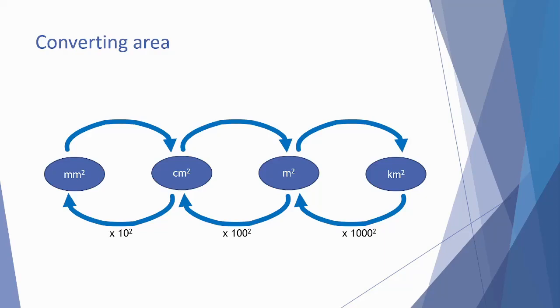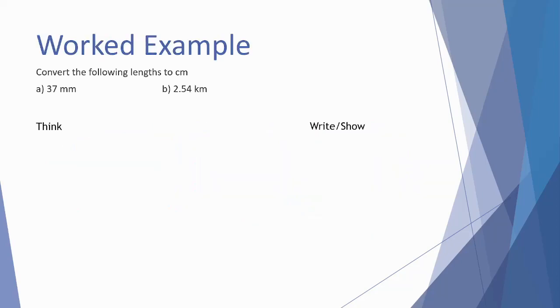Likewise, as we did in converting lengths, converting area, when we go upwards, we divide. So again, same numbers. From millimeter squared to centimeter squared, it's divide by 10 squared. From centimeter squared to meter squared, it's divide by 100 squared. And from meter squared to kilometer squared, it's divide by 1,000 squared. Here we have some examples.